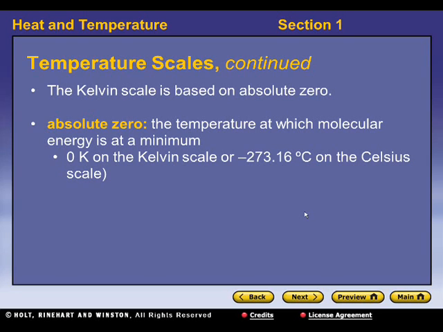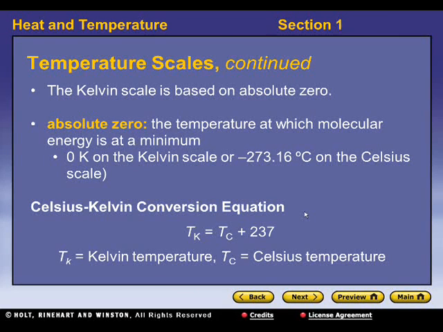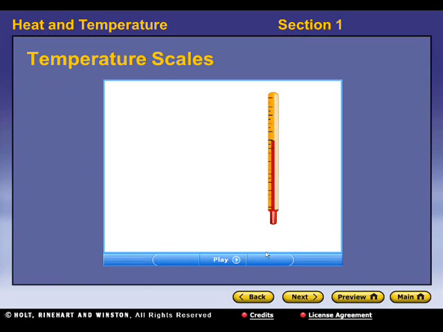0 Kelvin on the Kelvin scale, or negative 273.16 degrees Celsius on the Celsius scale. So Celsius Kelvin conversions, if you have the Celsius degrees, you can take it, add 273 to it, and that gives you the temperature in Kelvin. Alright, so let's watch this little video here. A number of different temperature scales are in common use.